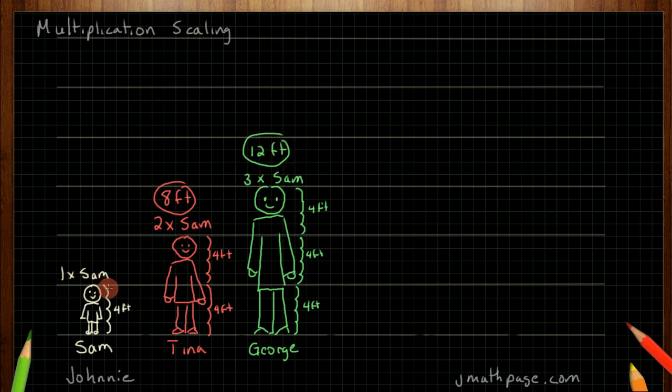So we can see that if Sam is just 4 feet tall and Tina is twice as tall at 8 feet, we know that George is 3 times as tall at 12 feet, 3 times as tall as Sam. What if Maria comes along? How tall do you think she's going to be? What's the pattern? So let's draw a picture of Maria.